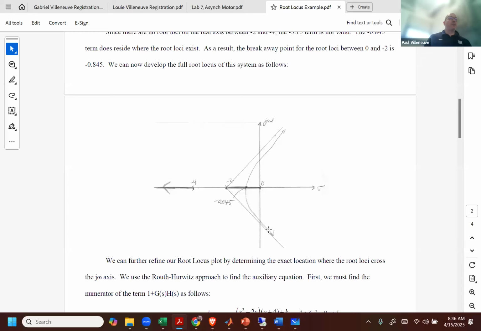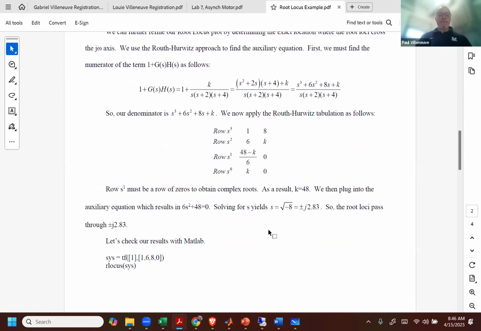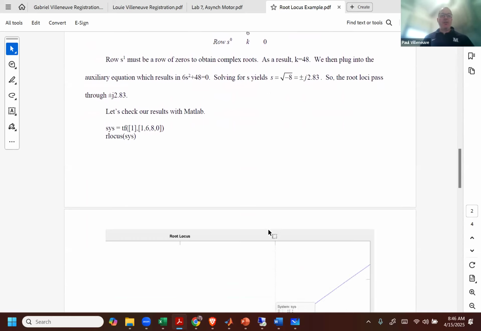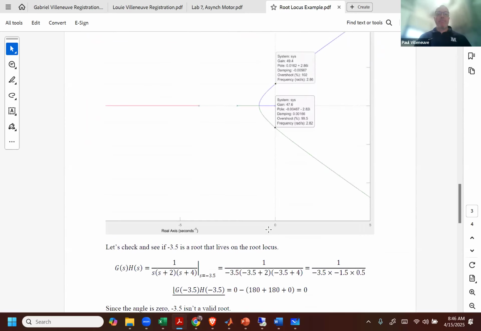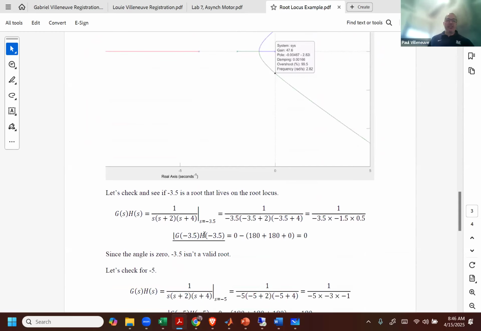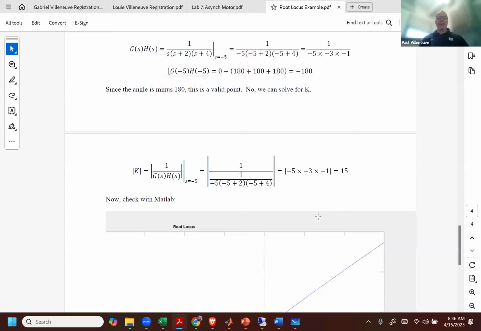And so I roughly sketched it by hand. I actually didn't even use MATLAB. And then I did the auxiliary equation, right? And then this is how you do it in MATLAB with root locus, and I checked it that way. So then I just ran through one point to check and see if this is a valid point. My angle is 0. Then I checked it for 5. Then I even showed you how to solve for a value of K.